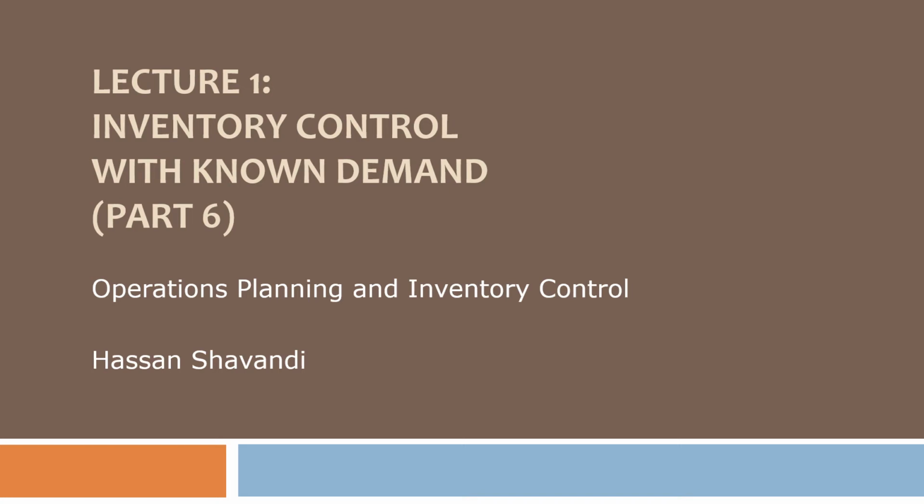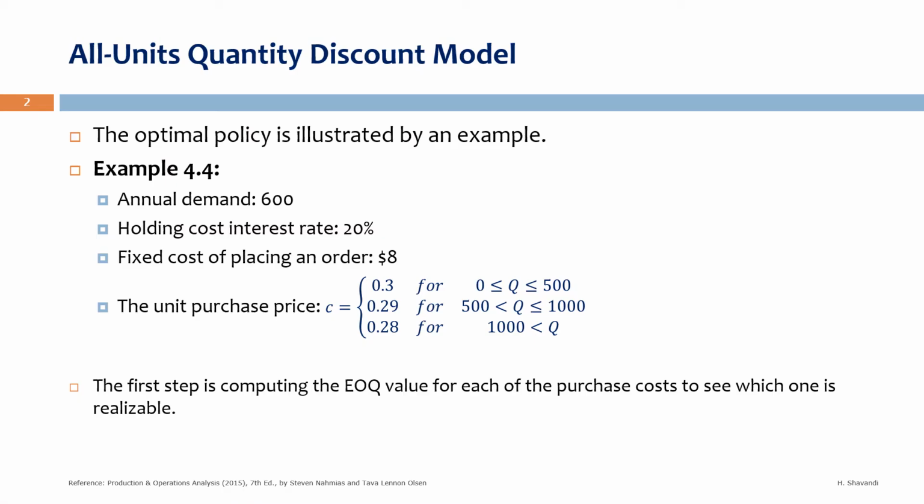Lecture 1, Inventory Control with Known Demand, Part 6. In this part, we will cover the all units quantity discount and also incremental quantity discount models. So let's first look at the all units quantity discount model. In order to explain this model, we do this by an example here.